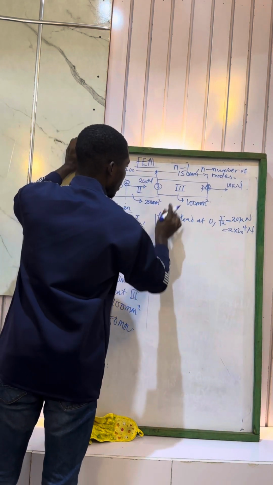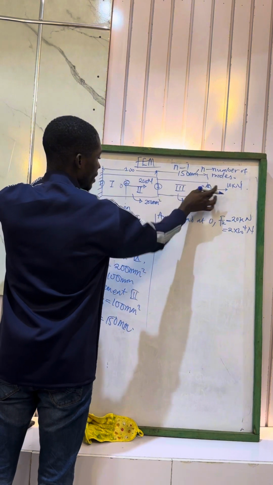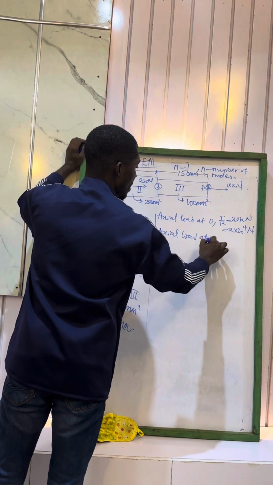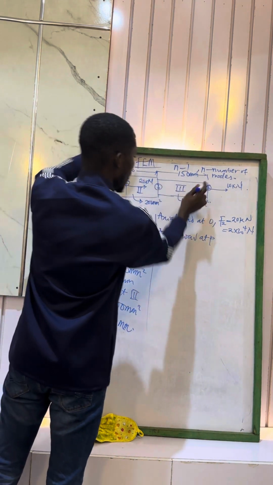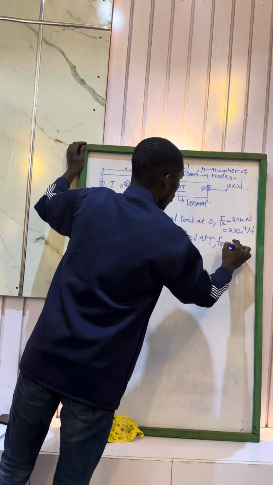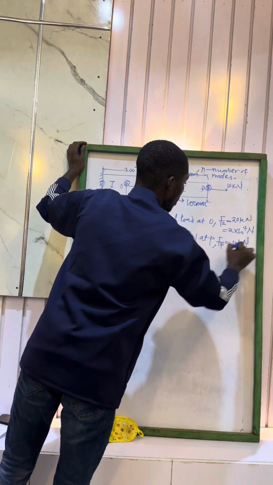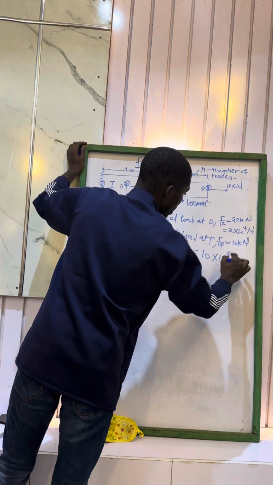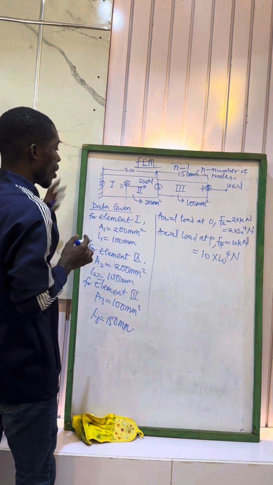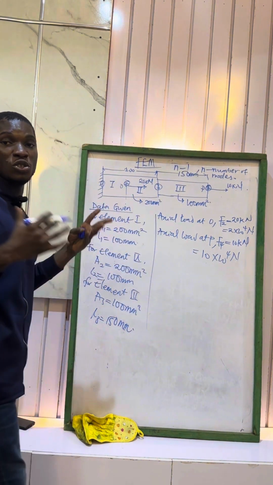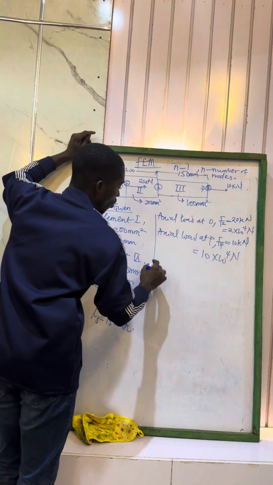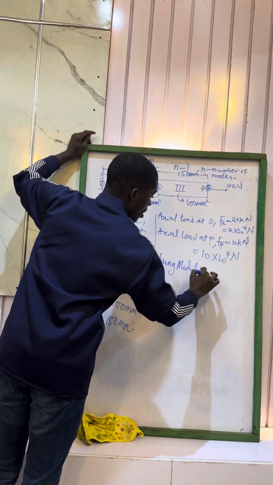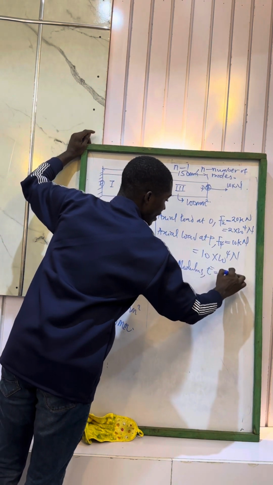As for the load at this point, at P, so this is F1, F2, F3, F4. Let me call it F4, which is 10 kilonewton, the same thing as 10 times 10 to the power 4 newton. We know that the material is uniform, it's the same material. So the Young modulus, which is E, is 200 gigapascal.